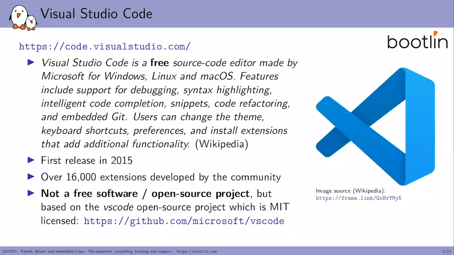Let's start with an introduction to Visual Studio Code. It's hard to beat these summaries from Wikipedia, so here it is. Wikipedia says that Visual Studio Code is a free source code editor made by Microsoft for Windows, Linux, and macOS. Features include support for debugging, syntax highlighting, intelligent code completion, snippets, code refactoring, and embedded Git. Users can change the theme, the keyboard shortcuts, preferences, and install extensions that add additional functionality.